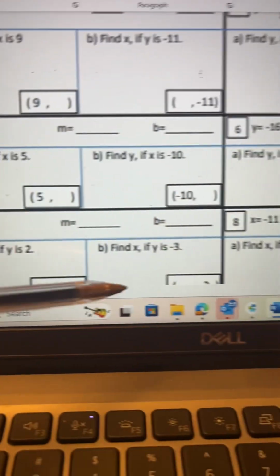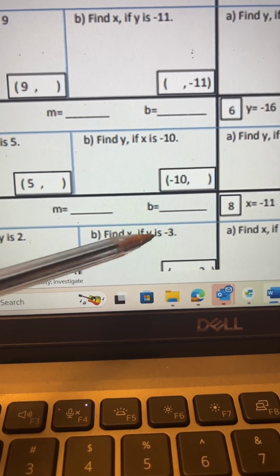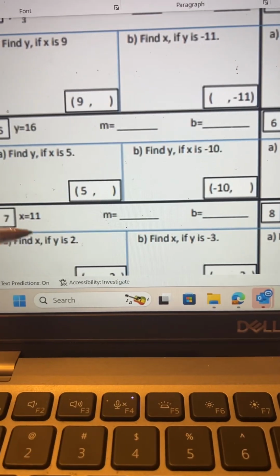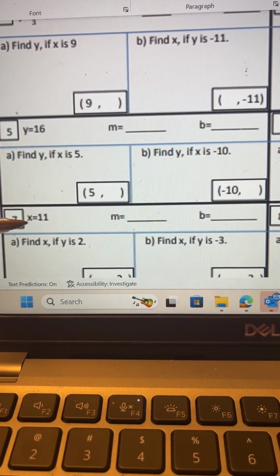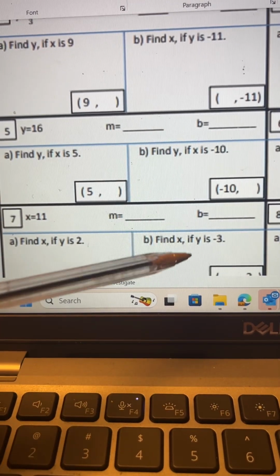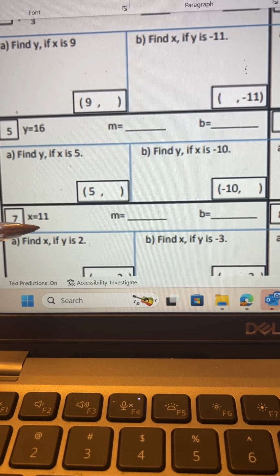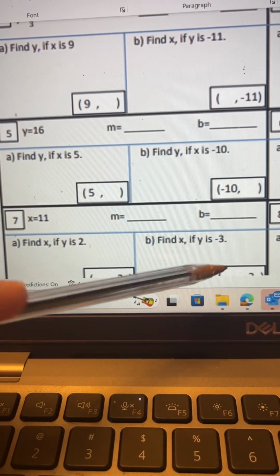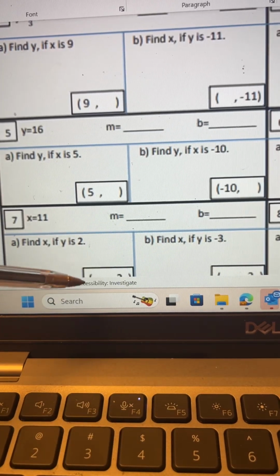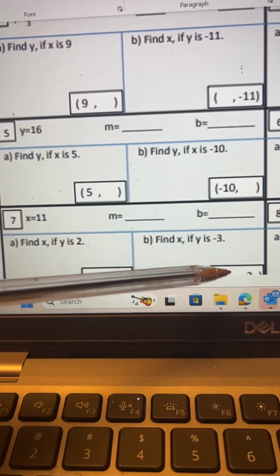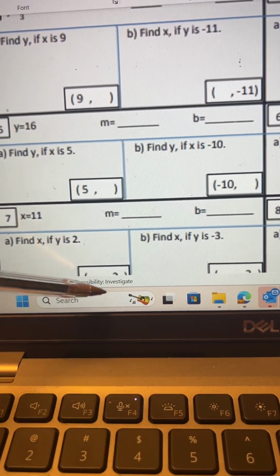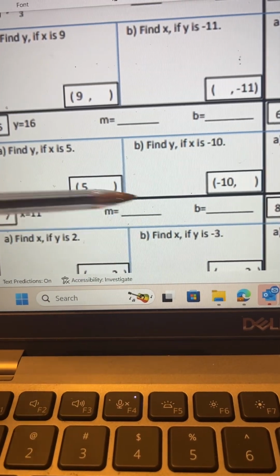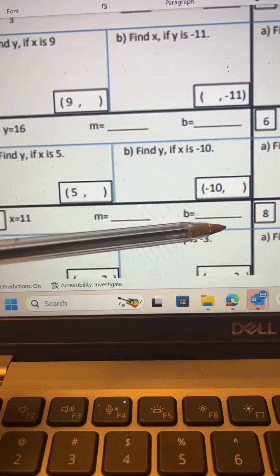Okay? Right here, find x if y is -3. Well, we can't plug -3 in for y because there is no y in this equation. So x is 11. Okay, it's telling you what it is. So plug it in here, then go plot these 2 points. So 11, 2, and 11, -3. See what that line looks like, and then find the slope, find the y-intercept, okay? And that's all you're doing for all of this stuff, guys.